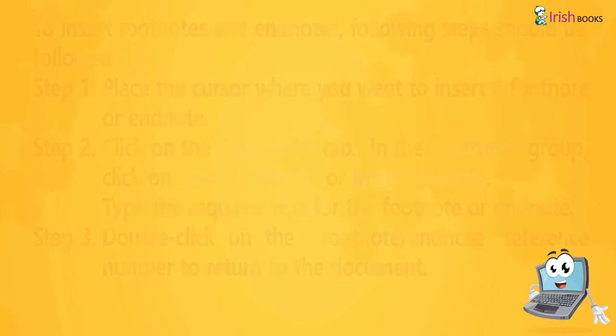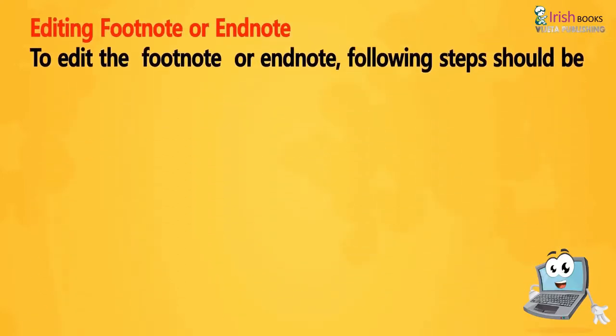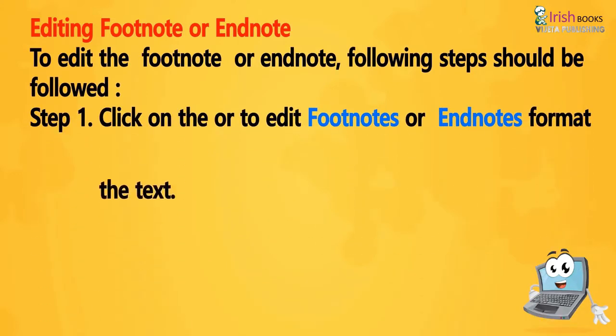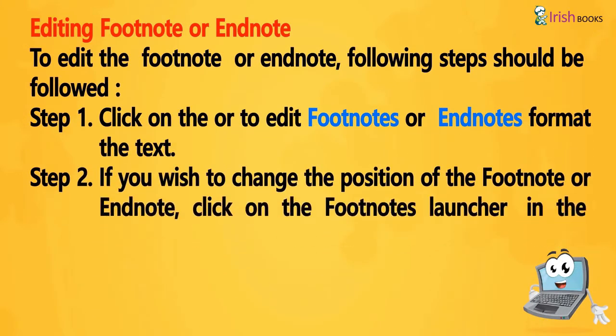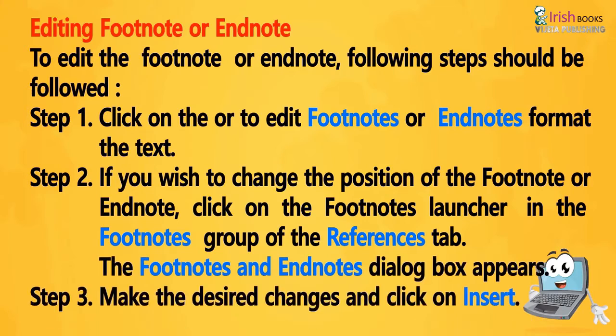Editing footnote or endnote. To edit the footnote or endnote, the following steps should be followed. Step 1. Click on the footnotes or endnotes to edit or format the text. Step 2. If you wish to change the position of the footnote or endnote, click on the Footnotes launcher in the Footnotes group of the References tab. The footnote and endnote dialog box appears. Step 3. Make the desired changes and click on Insert.